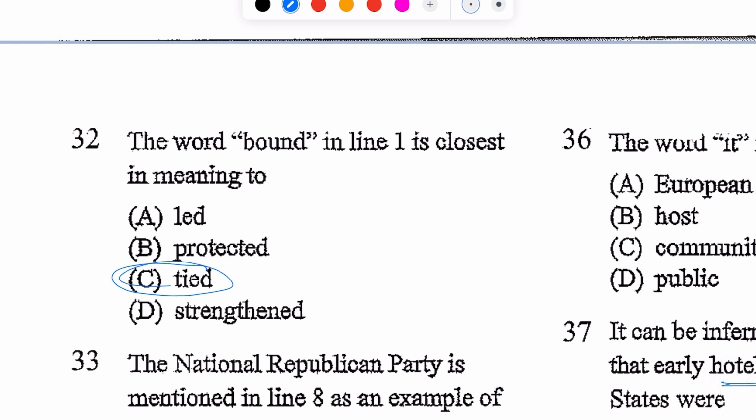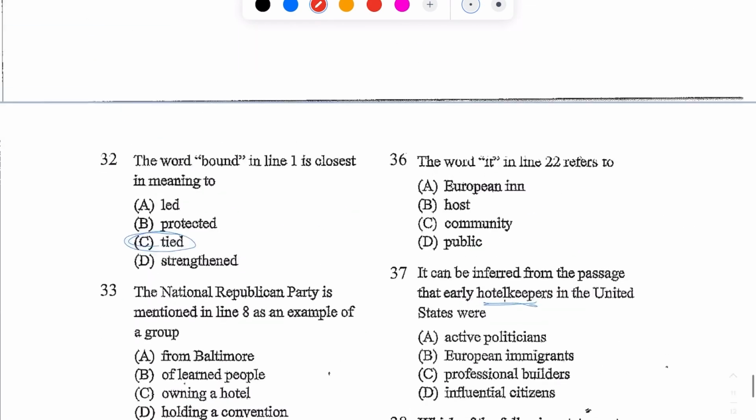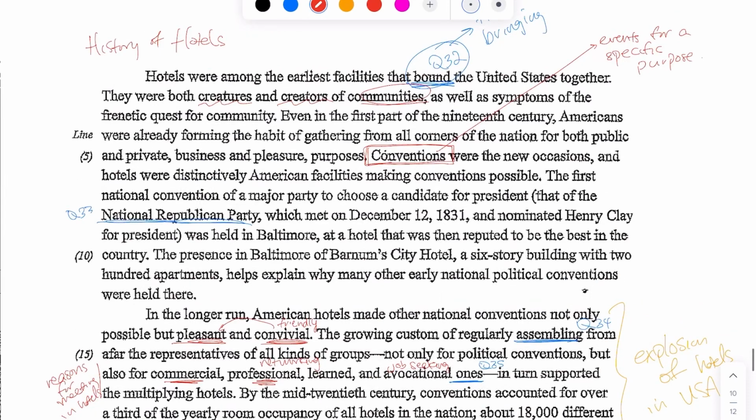You're tying the United States together because a lot of people went to hotels and it became this American phenomenon. Next, for 33, the National Republican Party is mentioned in line 8 as an example of a group. So here, let's look back to National Republican Party in line 8. Here, they were mentioned because they were the first national convention of a party to choose a president that was held at a hotel.